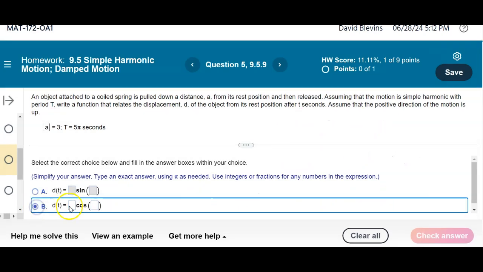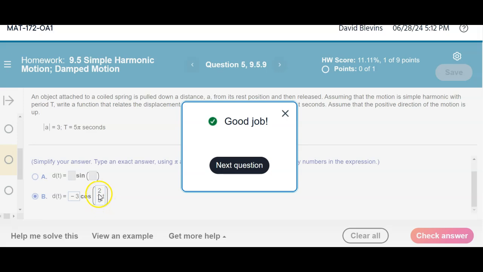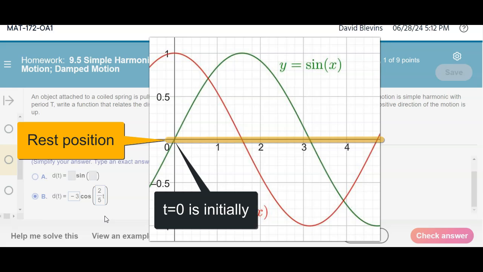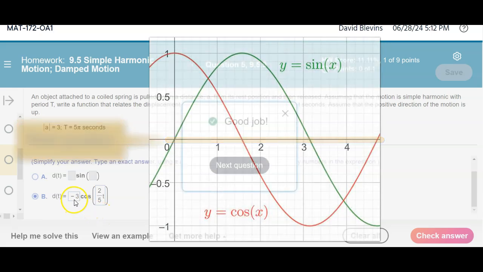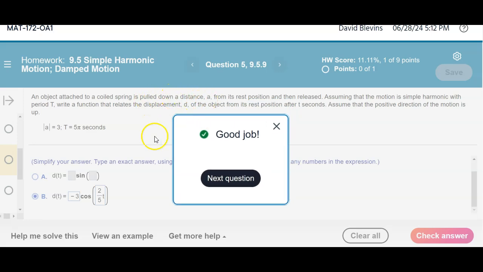So we're going to select option B. We're going to select -3 there, 2/5 times t. We're picking a cosine again because we're displacing initially. We're not starting from rest position, and we're pulling it downward. It says specifically pulled down a distance from its rest position, so that's negative. Then when we let go, time starts. That means we're starting from a maximum, or in this case a minimum, and we just get that inside right to make the period be what it says the period needs to be.